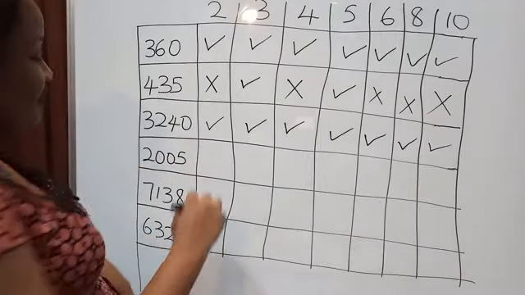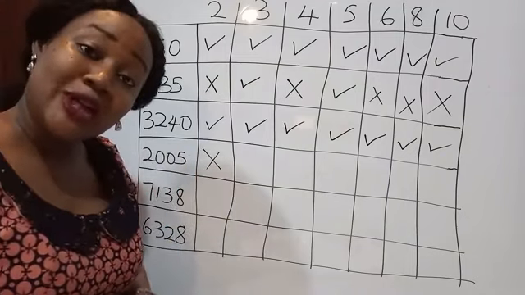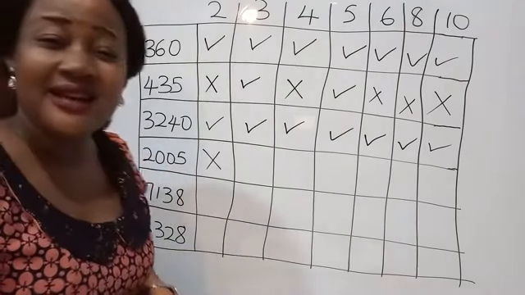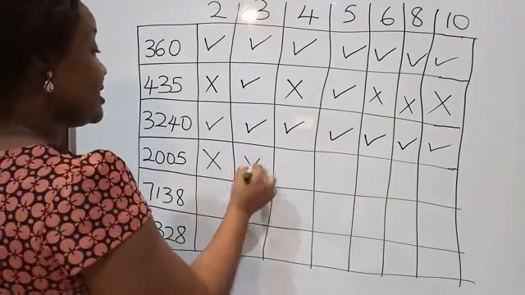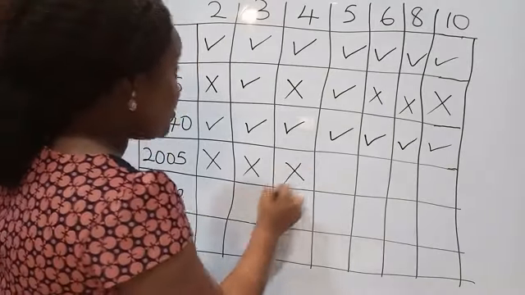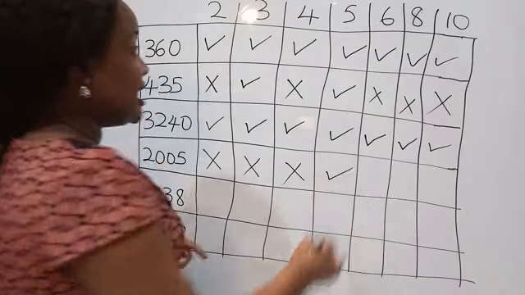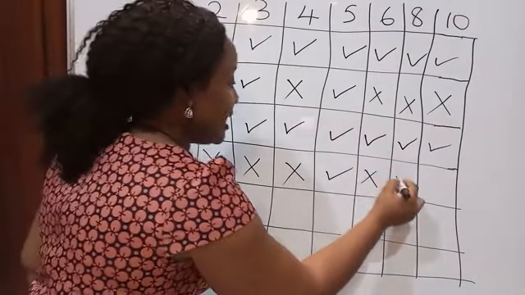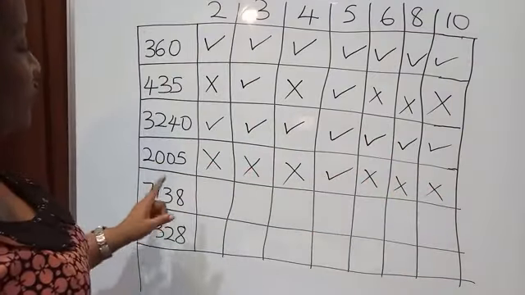So we have 2005. It's a no for 2 because it ended with 5, an odd number. Then for 3, let's find out. 2 plus 5 is 7, and 7 is not a multiple of 3. So we exit. Let's look at 4. 2 didn't make it, so 4 won't make it. And 5, yes, it ended with 5, so 5 made it. 6 won't make it, 2 didn't make it, 3 didn't make it, so 6 is definitely not making it. 8 is not making it. And 10 is not making it.